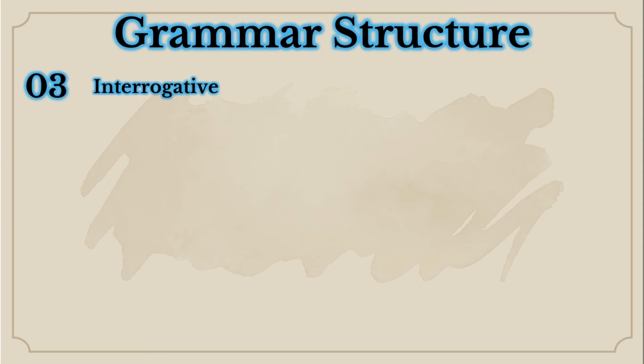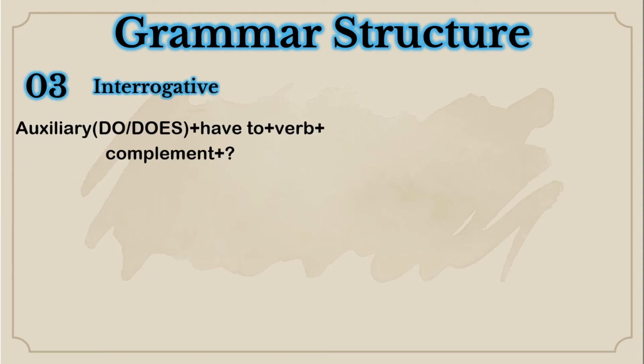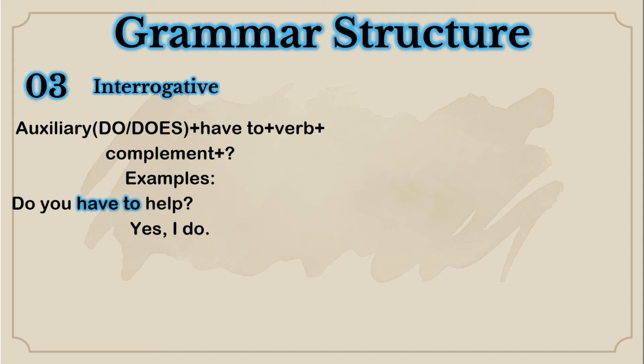Then you have the interrogative. Auxiliary, do or does, depends on the subject, plus have to, plus verb, plus complement, and don't forget the question mark. Examples. Do you have to help? Yes, I do. No, I don't. So, here you have to answer with the auxiliary do, in this case, because you have you, that is the subject, right?